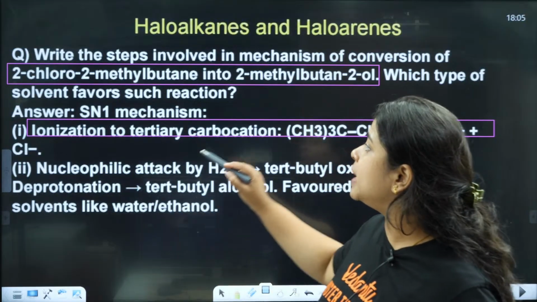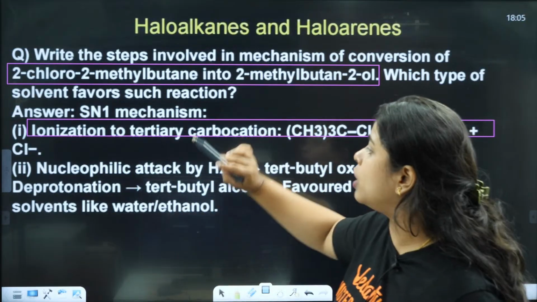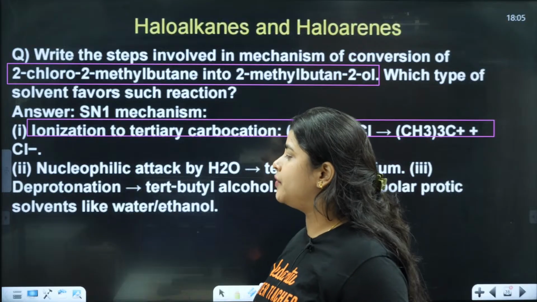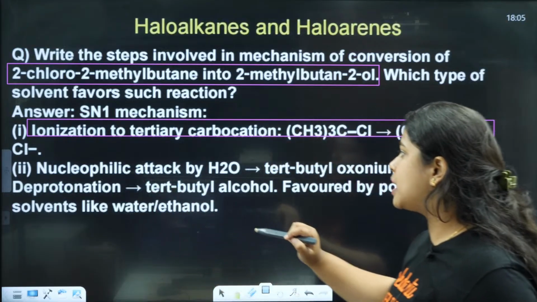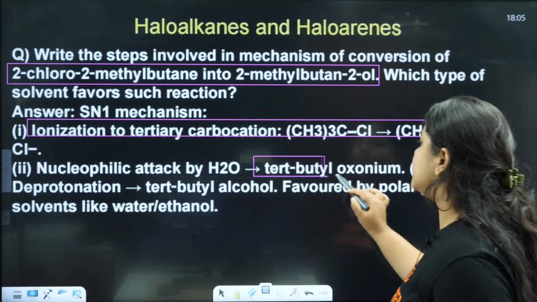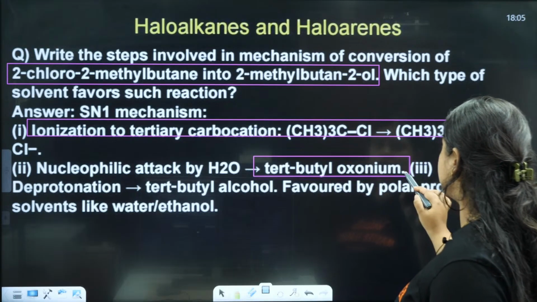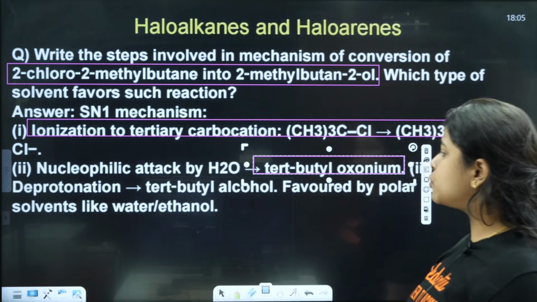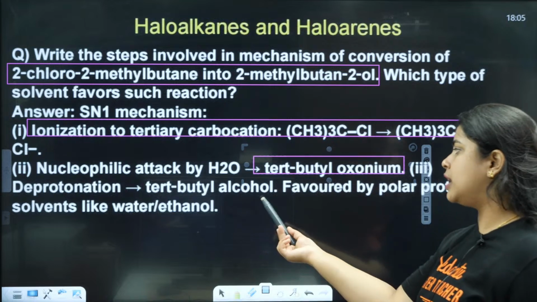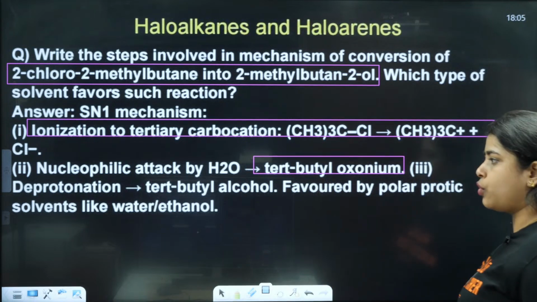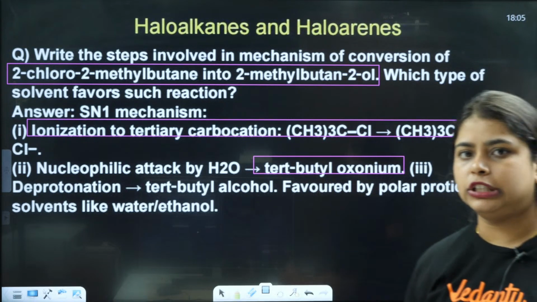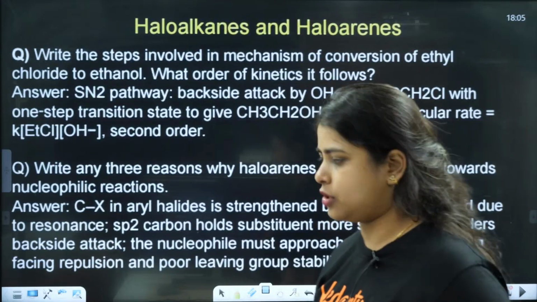If in case we are taking which type of solvent, if they have asked, then nucleophilic attack by H2O is going to form tert-butyl oxonium. Then deprotonation is going to give tert-butyl alcohol, which is favored by polar protic solvents like water or ethanol. We can use it. Okay.